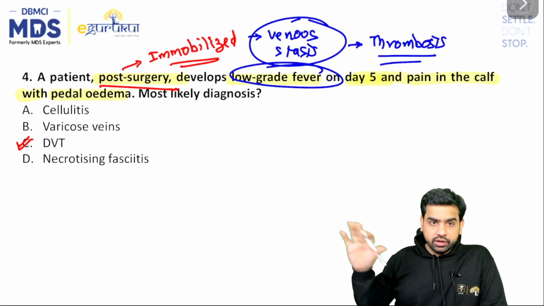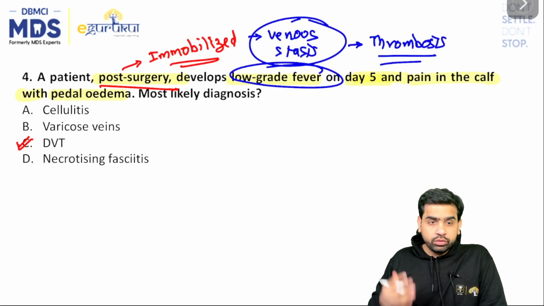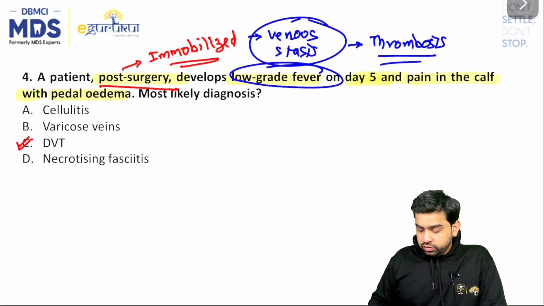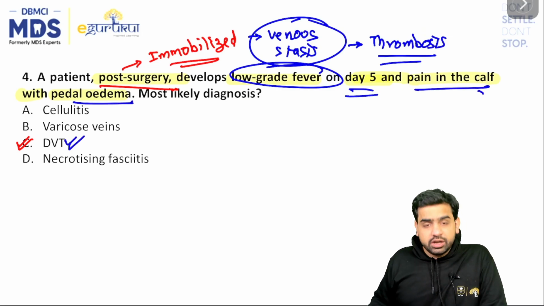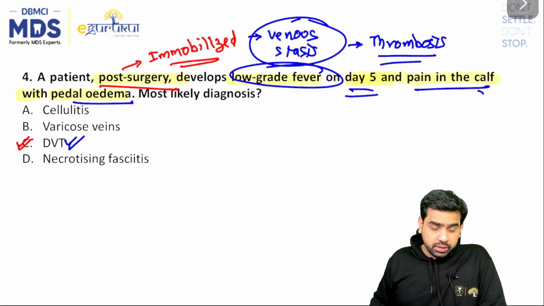And over here, the characteristic scenario which they had given you is a patient post-surgery, low-grade fever, post-op day 5, pain in the calf and pedal edema. What is the diagnosis? The answer over here is deep venous thrombosis. Okay, I hope you have understood this particular point. Very important.